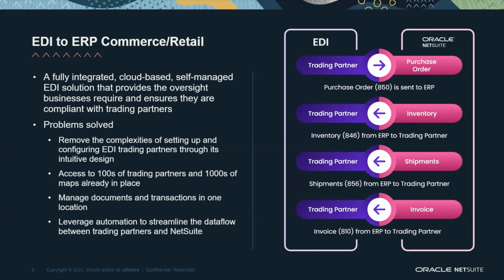With our pre-built integrations, you have access to hundreds of trading partners that are already set up and thousands of maps in place. Like the other use cases, we're leveraging automation to pass data from the trading partner to NetSuite, from a 3PL to NetSuite, whatever the scenario may be, everything is automated.